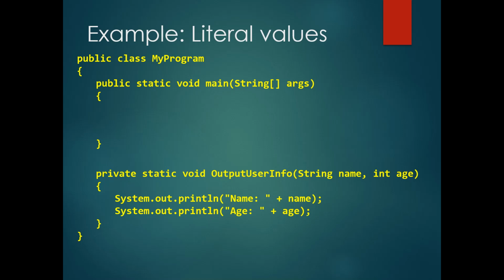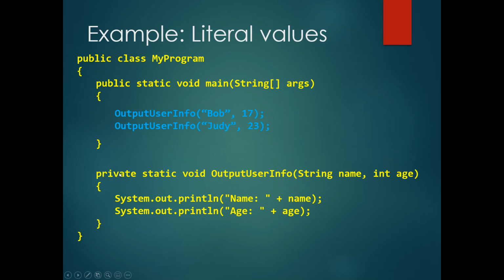So here we have the exact same program we just saw 2 seconds ago. And now if I want to use literal values, I am actually going to put words and numbers in there. So I've called output user info 2 times now. Now watch how this executes. The program comes in the main, as it always does, and from here it's going to try and execute output user info. So it jumps down to the signature line of output user info.